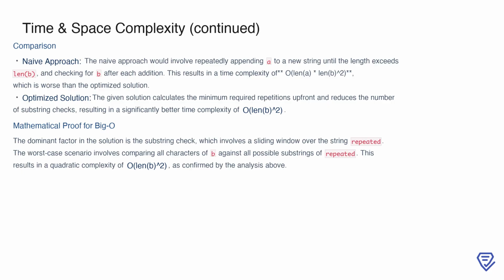This leads to an improved time complexity of O(len(b)^2). Finally, let's confirm the big O complexity mathematically. The substring check is the dominant operation, as it involves a sliding window comparison over the repeated string. In the worst case, this means comparing all characters of B against potential substrings of repeated. This results in a quadratic time complexity of O(len(b)^2), which aligns with our earlier analysis and confirms the efficiency of the optimized approach.